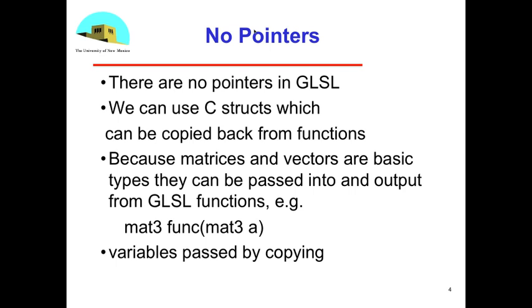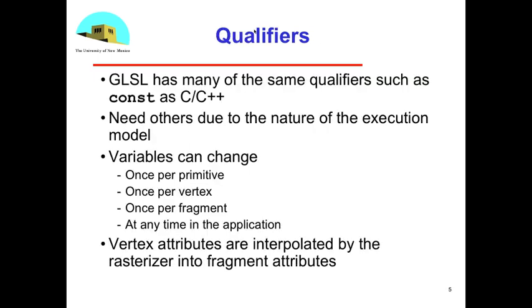Because the matrices and vectors are in fact basic types, you want to be able to pass them around, and they're very, very simple because they pass around just like integers or floats. So that's simple. Variables are passed around by copying out to the function, because there are no pointers, and if you return something, it's returned by copying back. Now, one thing that it introduces is a number of qualifiers, more than you're probably familiar with from other languages, like the const qualifier you use in C and C++.